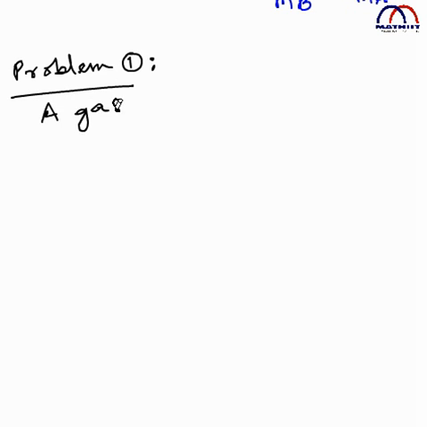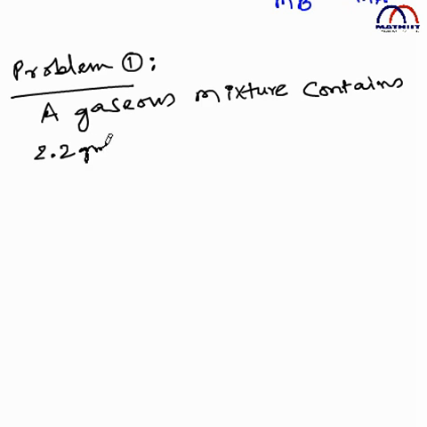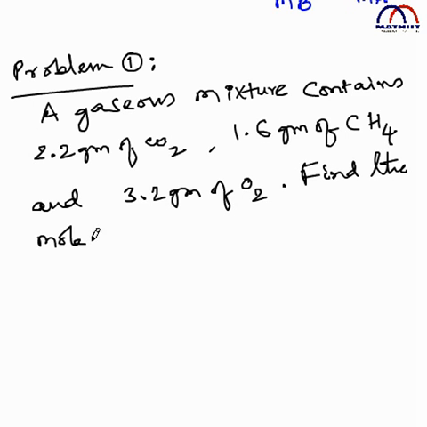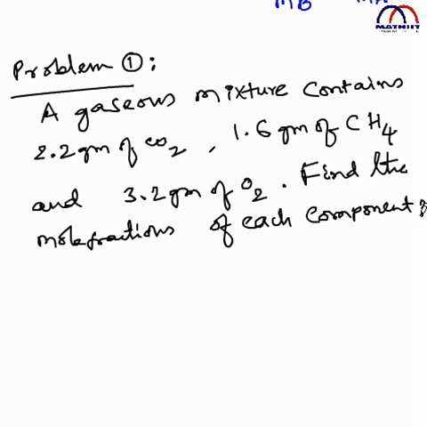A gaseous mixture contains 2.2 grams of carbon dioxide, 1.6 grams of methane, and 3.2 grams of oxygen. Find the mole fractions of each component. Let us see. This is a problem.